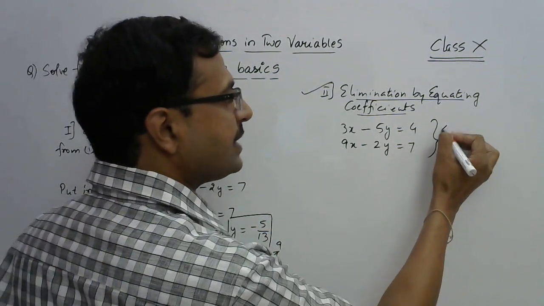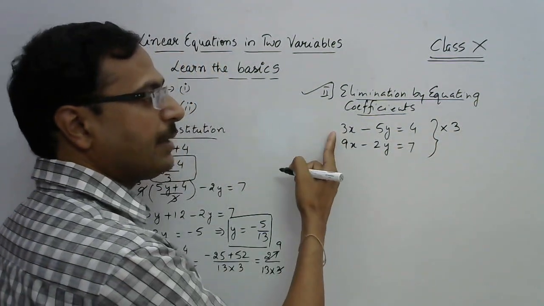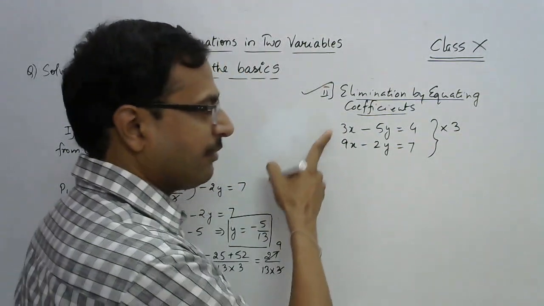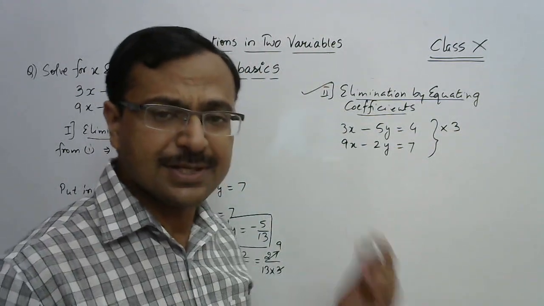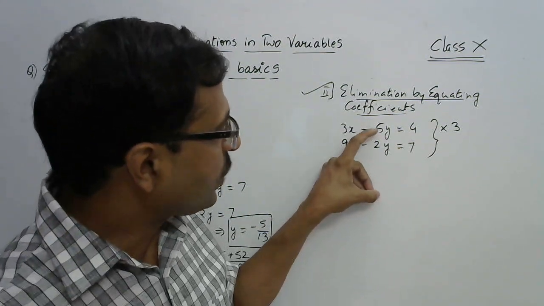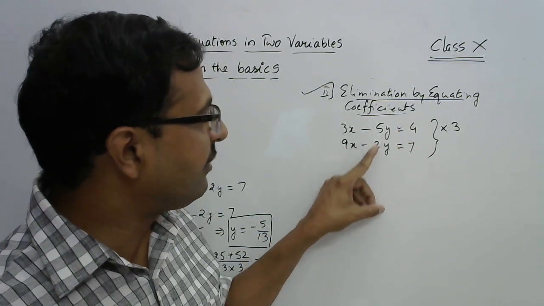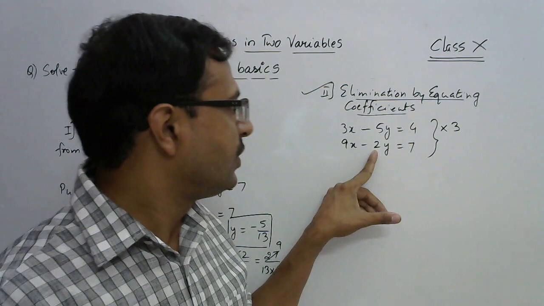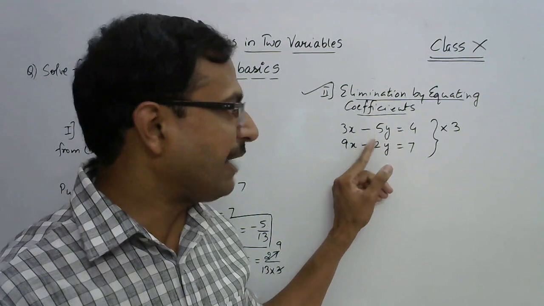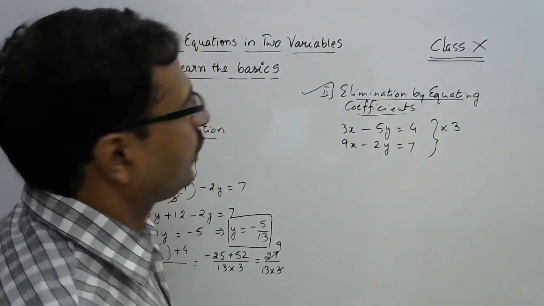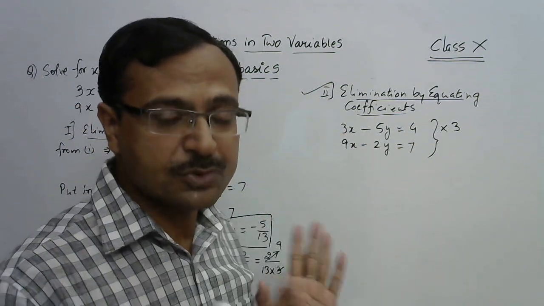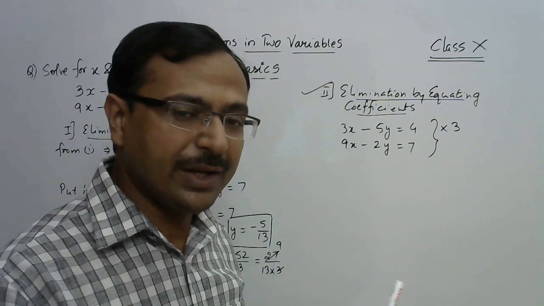So if I multiply this equation by 3, 3 into 3 will become 9, and hence the two coefficients of the variable x will become equal. So this is the easiest way of equating the coefficients, or you can have one more way in which you equate the coefficients of y. Here we have 5, here we have 2, they are not divisible by each other. So you can multiply this equation by 5 and this by 2. So both the variables will have the coefficient 10. So you can equate either x or y, whichever is easier, whichever strikes your mind first.